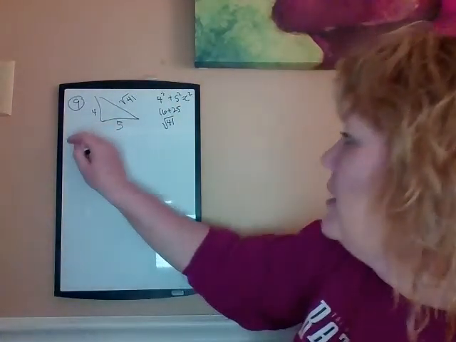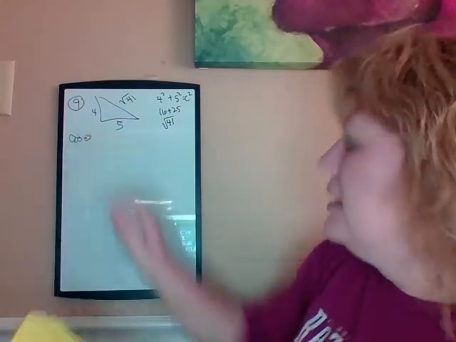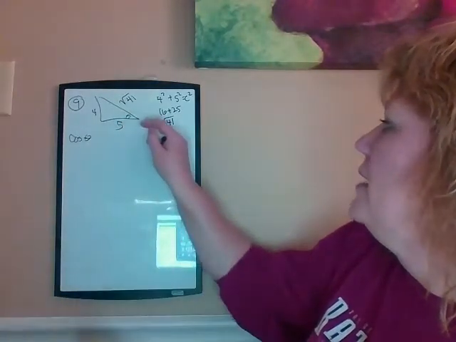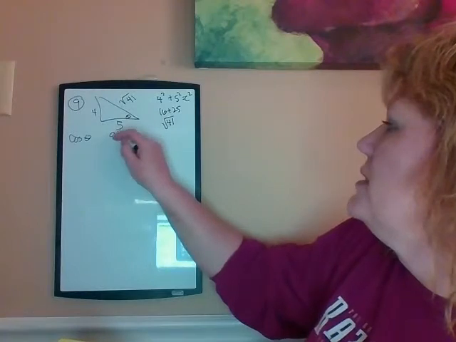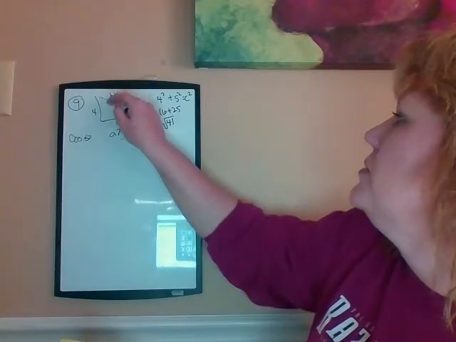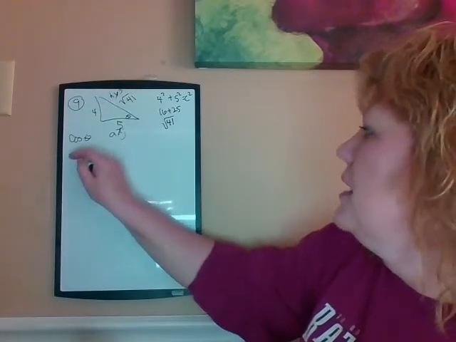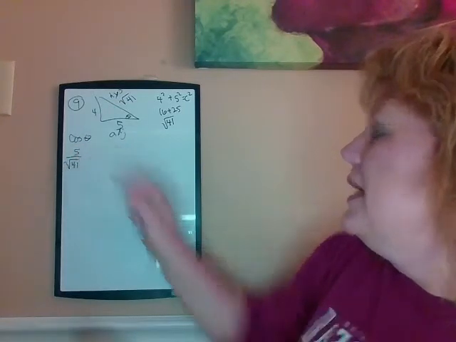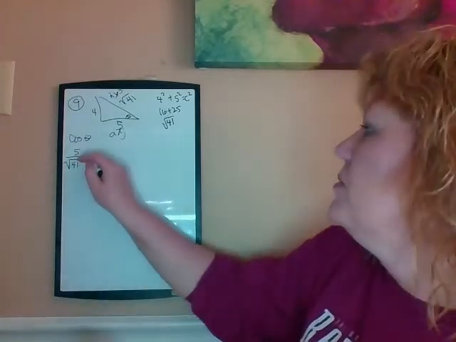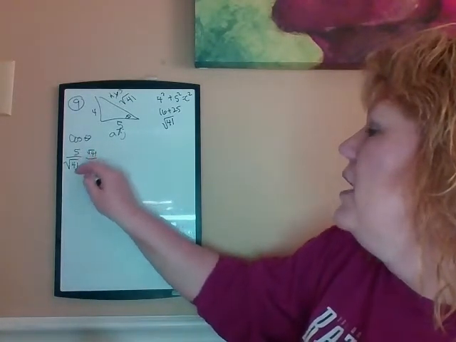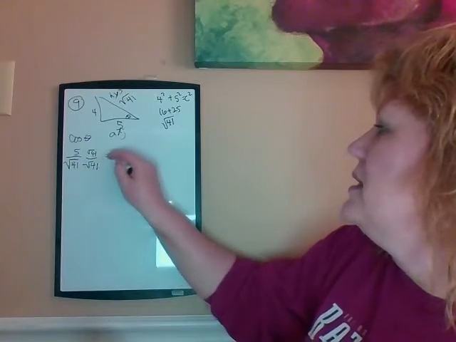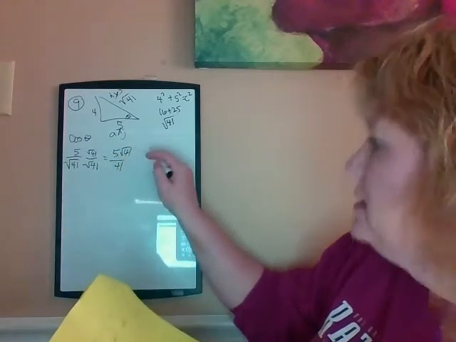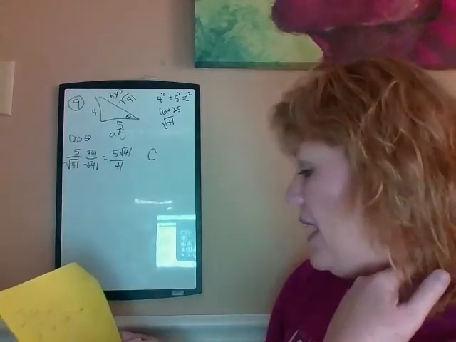They're asking me to find the cosine of theta, and they put theta over here at angle A. So I'm going to need the adjacent and the hypotenuse. So the cosine of theta is 5 over the square root of 41. Can't leave a radical in the bottom, so I'm going to multiply by the square root of 41 over the square root of 41. It's going to give me 5 square roots of 41 over 41. This is answer choice C for number 9.